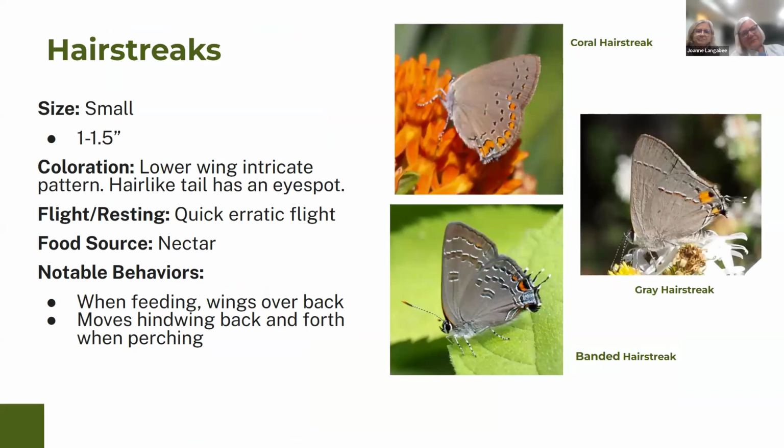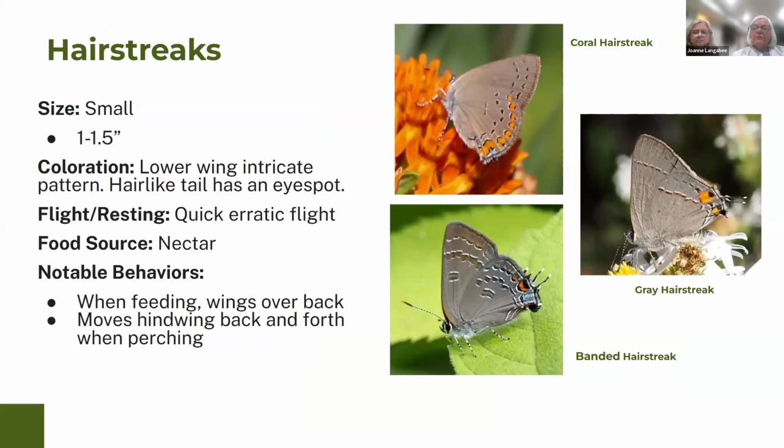Hairstreaks. Hairstreaks are small butterflies. They have a definite shape that once you learn the shape, you know when you see them, it's a hairstreak. You may not know which one, but you can tell it's a hairstreak just by the shape of it.